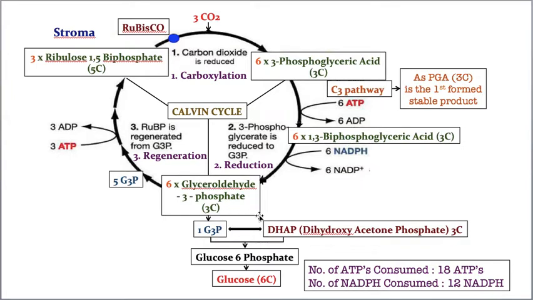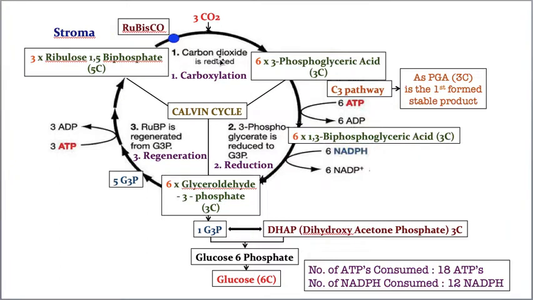It converts into DHAP, and this DHAP is called dihydroxyacetone phosphate, each consisting of 3 carbons. Now this is a temporary storage form of glyceraldehyde 3 phosphate. After finishing the regeneration, the cycle again takes place.